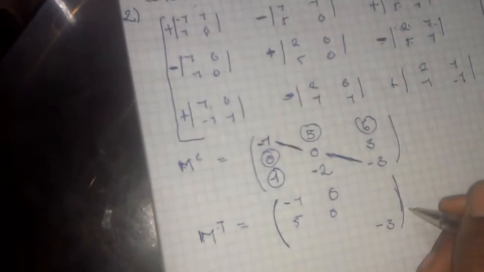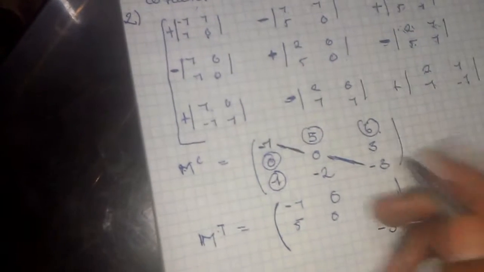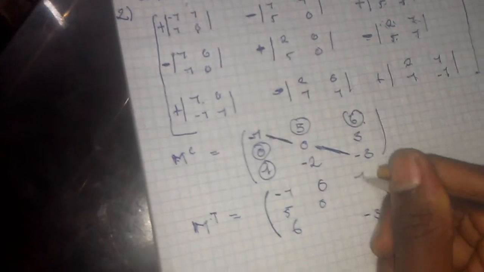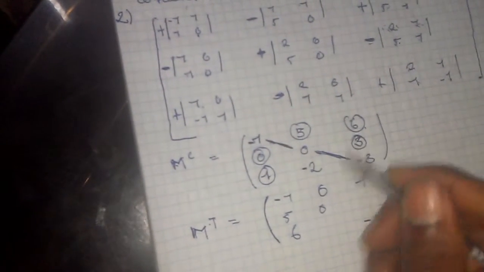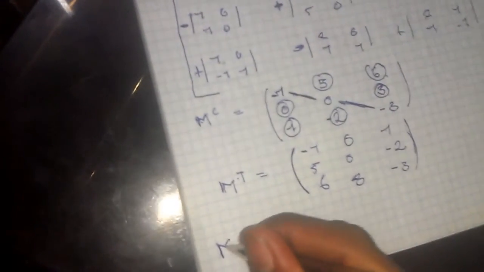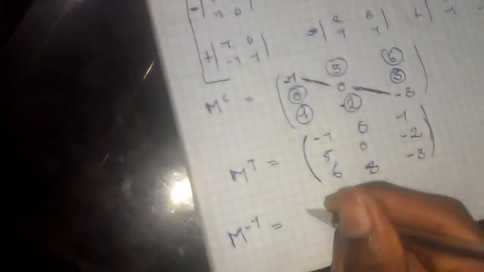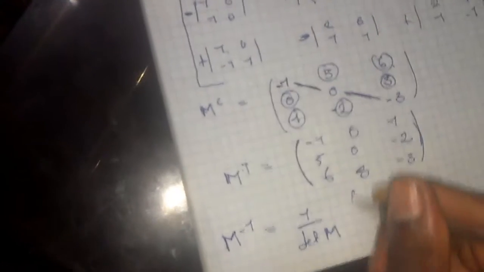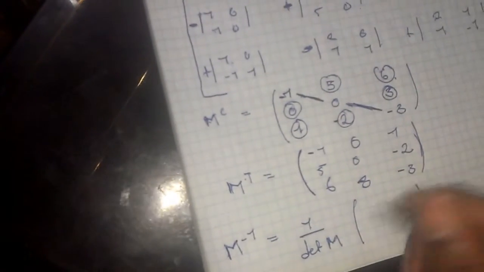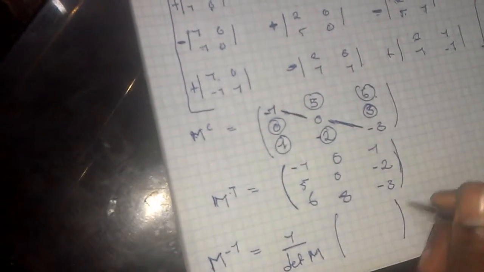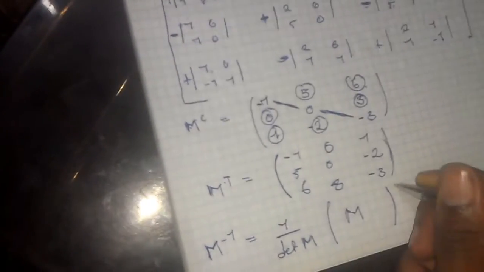I hope people are understanding. I exchange this one and this one, so we have 6 and 1. Then finally I exchange this one and this one, so we have 3 and negative 2. So finally my M inverse from my formula is always 1 over the determinant, delta, times the transpose. Sorry, I was supposed to write M here, transpose.